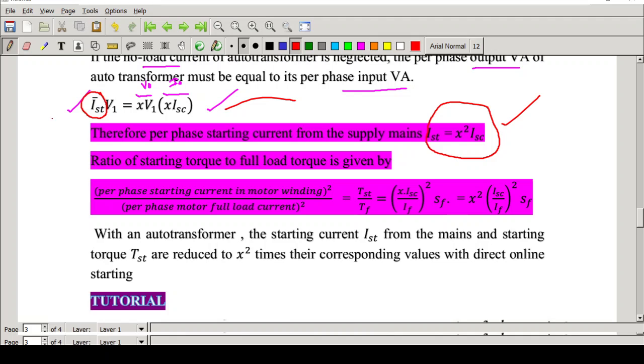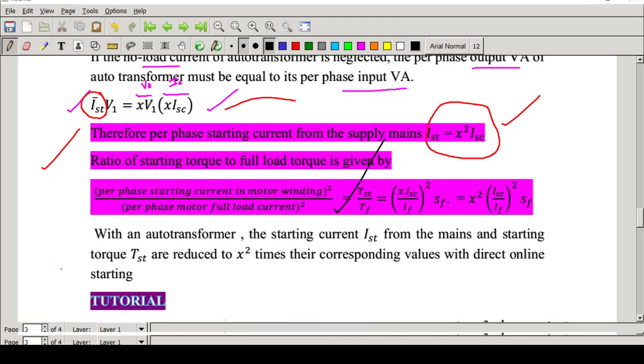Okay, now we will see what about the torque. So our initial objective is satisfied, that is the starting current is reduced both in the stator winding as well as the current that is drawn from the supply. But what about the torque? So the same equation we will apply. Here you see the starting torque by the full load torque is equal to the current. That is, what about the current? Here the current will be X into ISC the whole squared. You can see it here, this particular equation.